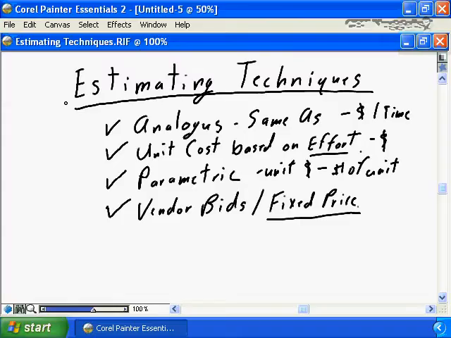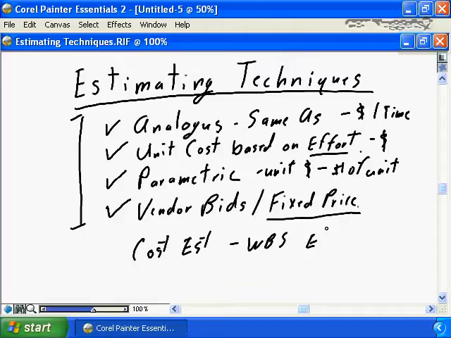So you may apply one, several, or all of these estimating techniques to come up with the cost estimates for each WBS element. And that's what this component is dealing with, developing the cost estimate for each component of our WBS.